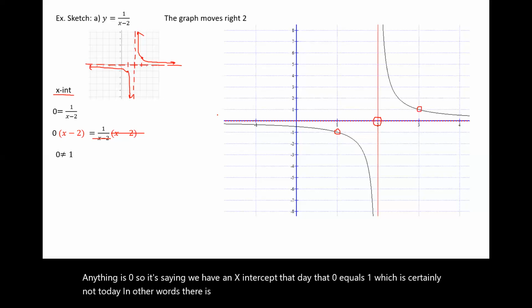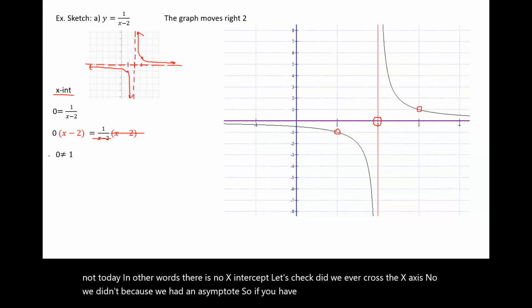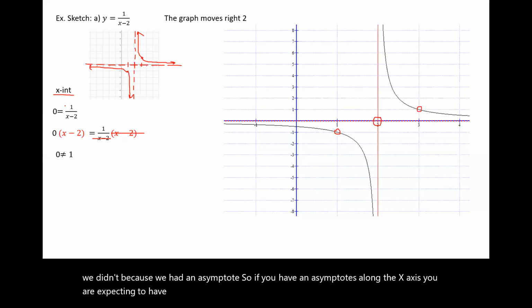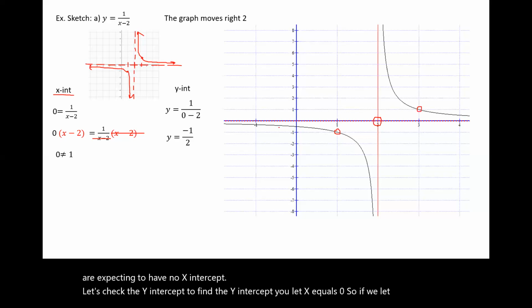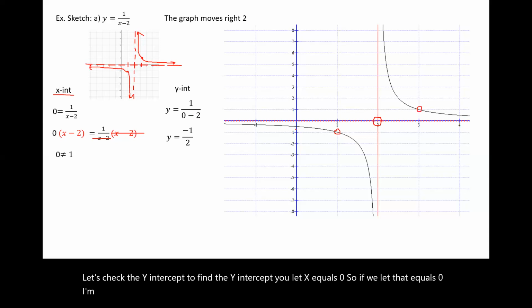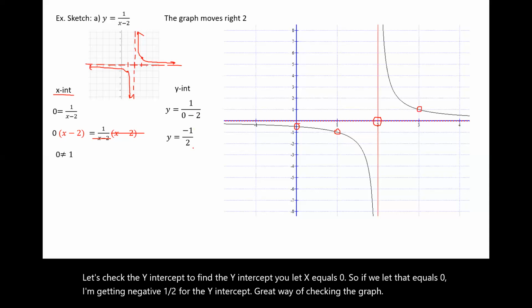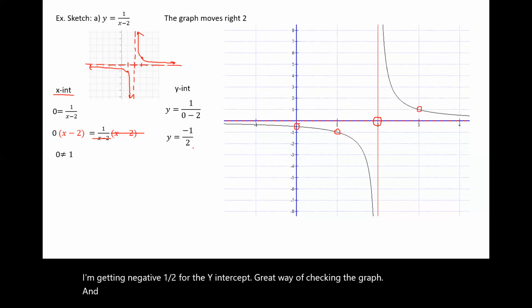Let's check, did we ever cross the x-axis? No, we didn't, because we had an asymptote. So if you have an asymptote along the x-axis, you are expecting to have no x-intercept. Let's check the y-intercept. To find the y-intercept, you let x equal 0. So if we let that equal 0, I'm getting -1/2 for the y-intercept. It's a great way of checking the graph, and also useful for us to be in the habit of finding x and y intercepts. Let's try another one.